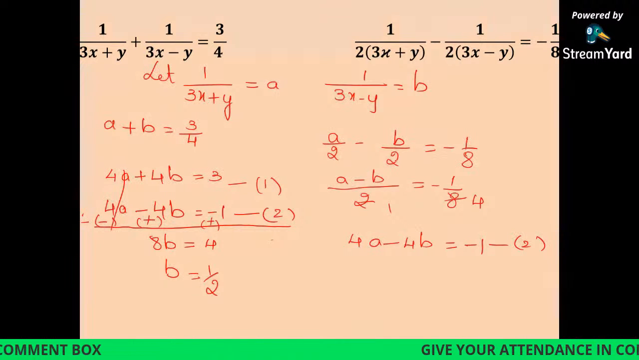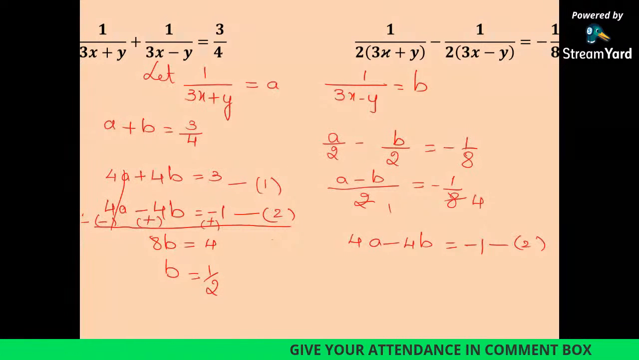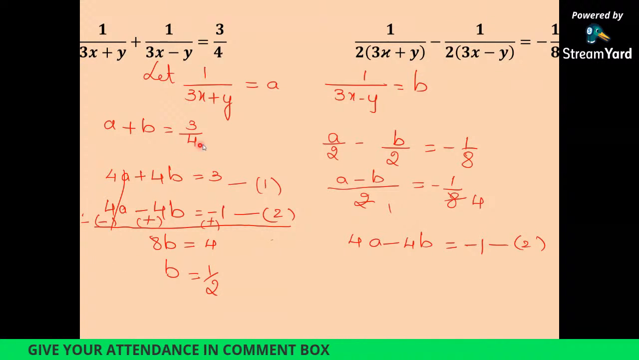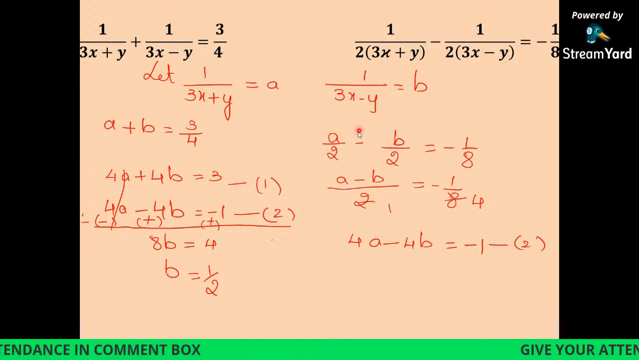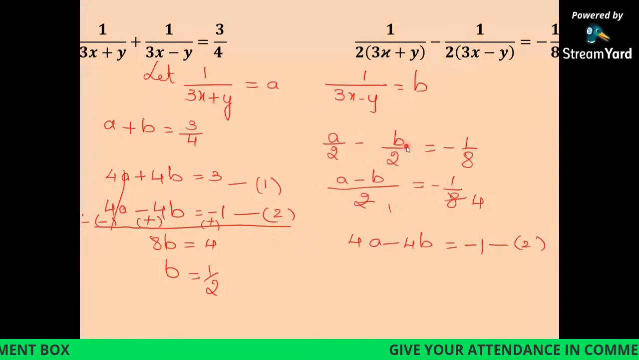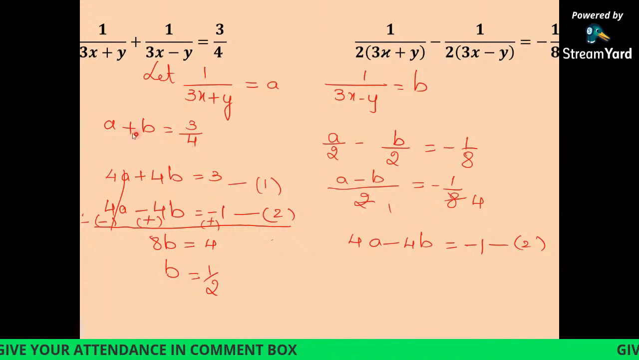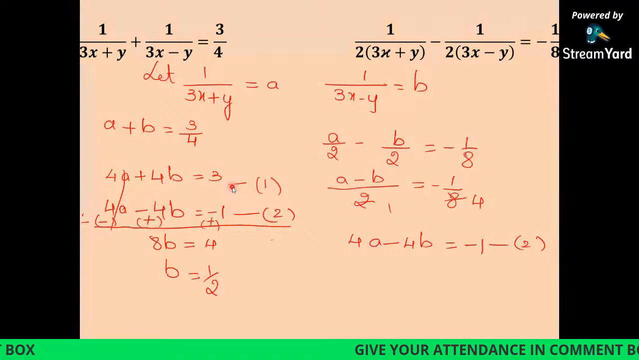According to that, our equation changed to a plus b is equal to 3 by 4. Here a by 2 minus b by 2 is equal to minus 1 by 8. Then we got the equation. If you do the cross multiplication, 4a plus 4b is equal to 3. This is our first equation.